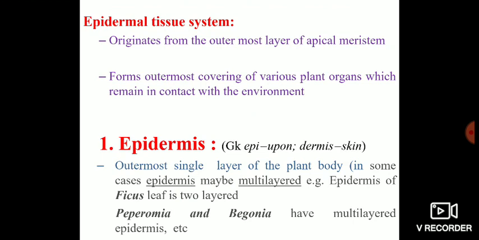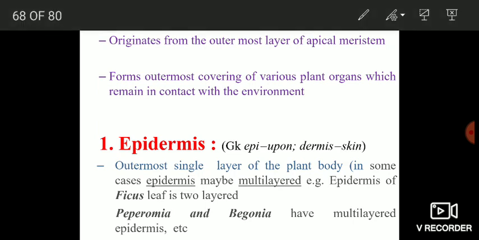The epidermal tissue system originates from the outermost layer of apical meristem, which you have at the top of the plant. The outermost layer of that apical meristem forms the epidermal tissue system, and the epidermal tissue system acts as the outermost covering of most plant parts which remain in contact with the environment. It forms the outermost covering of plant organs.